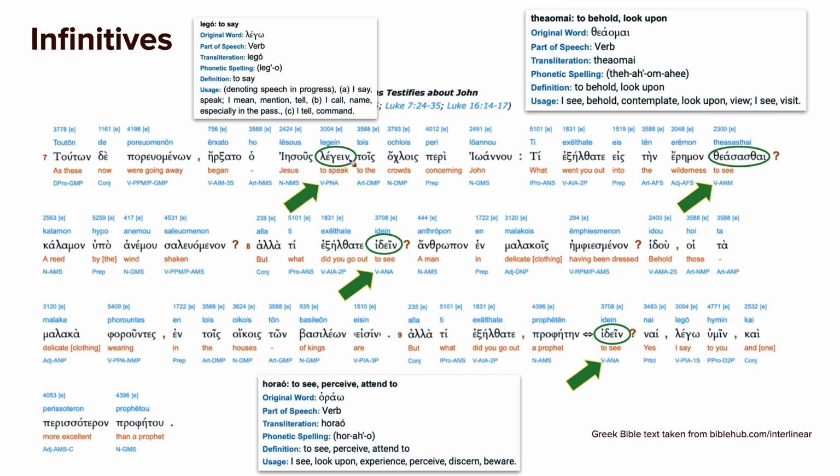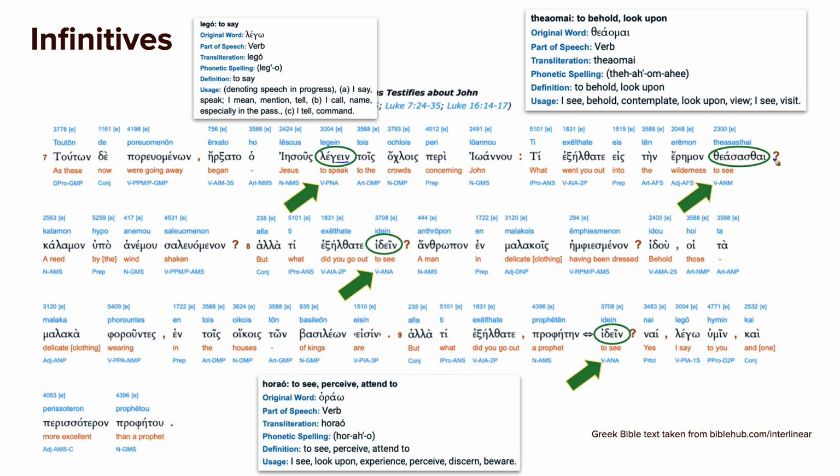So legein comes from lego. Basically you just take the omega off of the first person singular and you add -ein, epsilon, iota, nu. To the crowds concerning John: What did you go out into the wilderness to see? So this is the object of going out. Basically, go out to see. We do this in English too. This is kind of a compound verb where you are having, they went out to do something, they went out to see. All right, so in English it's the exact same form, so it's not too difficult for you.